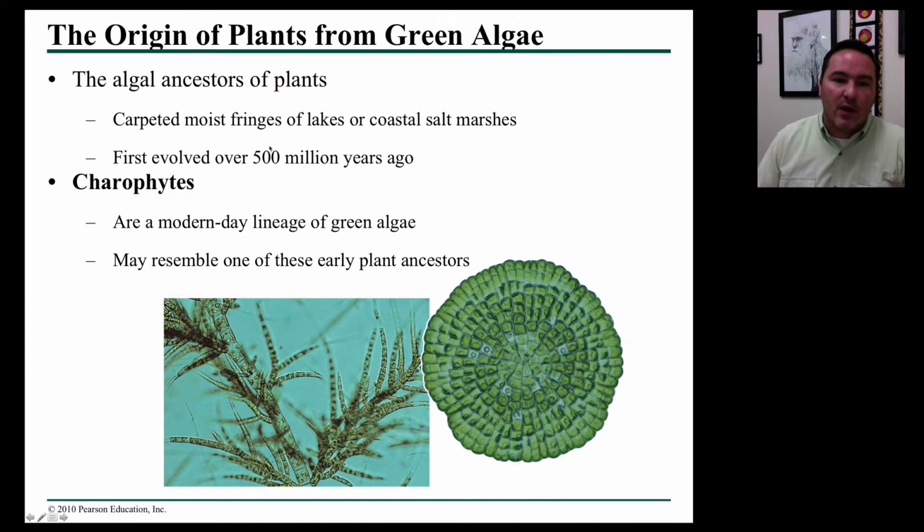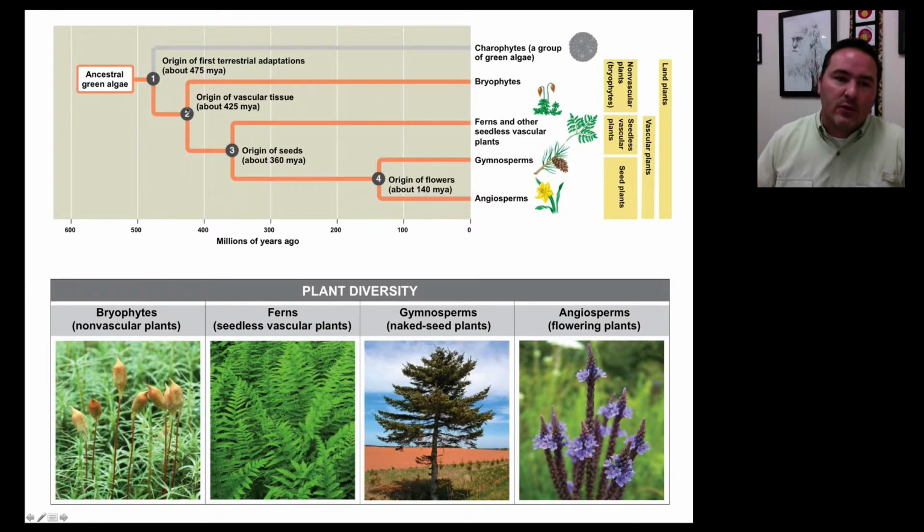Now, plants evolved about 500 million years ago, and the original plants probably came from something that looked like a colonial form of an algae, and then eventually began to evolve into the forms that we know today. Here's an example of a charophyte, which is a colonial type of algae that resembles potentially what could have been an ancestor to all plants.